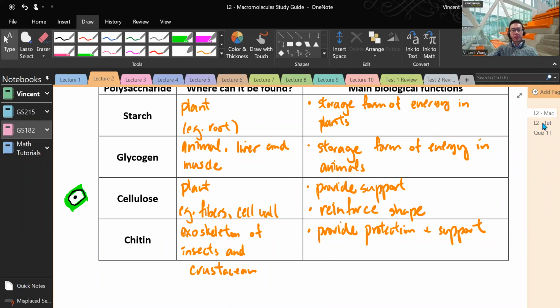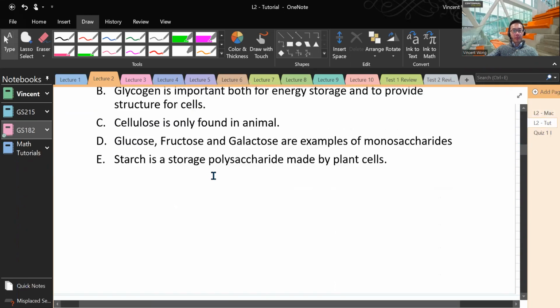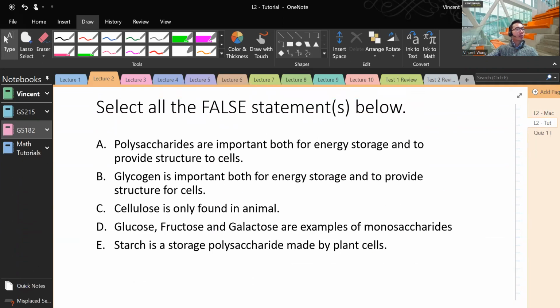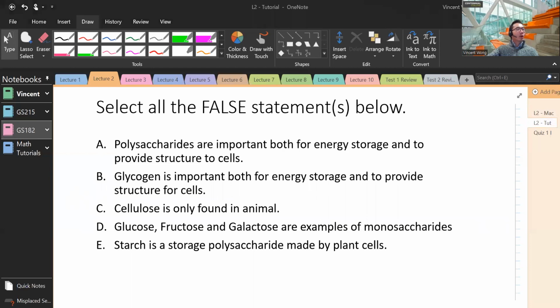Let's run a poll for a carbohydrate question. Select all the false statements. I told you some questions will have more than one correct answer. And when you take the quiz, the question will specifically say select all the correct responses, so you will know which ones have more than one answer. This would be an example of that. So please go ahead, give that a try.